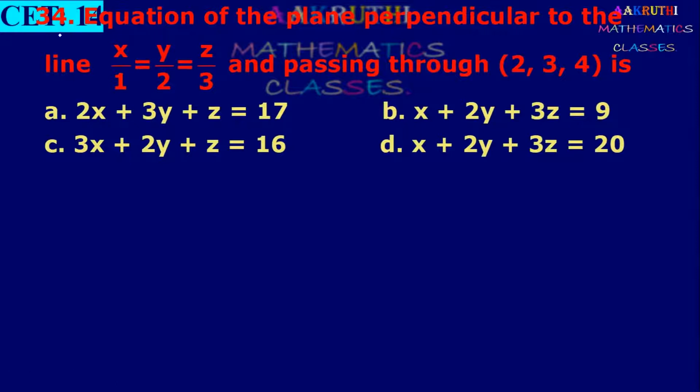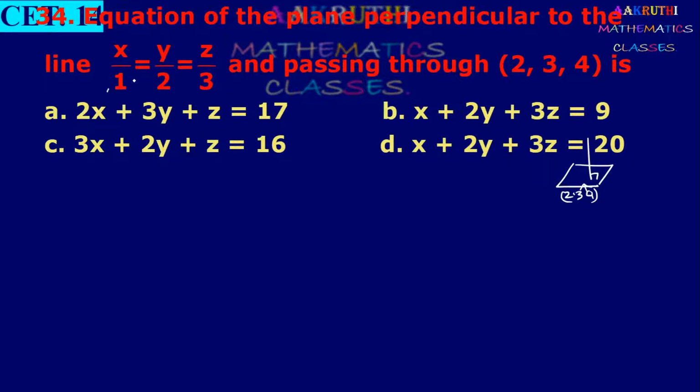So next, question number 34, and it is from CET 2014. The equation of the plane perpendicular to the line x by 1 equal to y by 2 equal to z by 3 and passing through the point (2, 3, 4) is. So here one plane is given, and it is perpendicular to the given line and passing through the point (2, 3, 4). So the point (2, 3, 4) is on this plane, and this line is perpendicular to the plane.